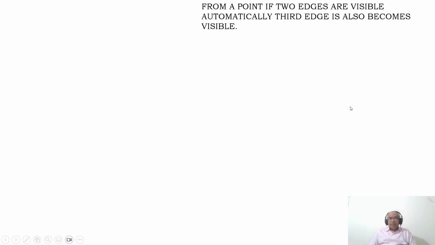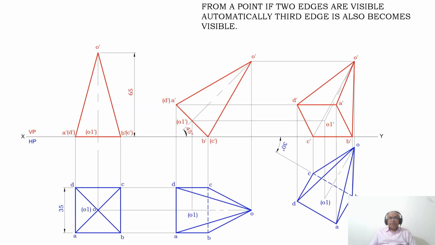Then what it says is, from a point, if two edges are visible, automatically the third edge also becomes visible, which is the edge we are talking about. From a point, if A dash, D dash and A dash, B dash become visible, therefore A dash, O dash will also become visible, therefore you dark them.